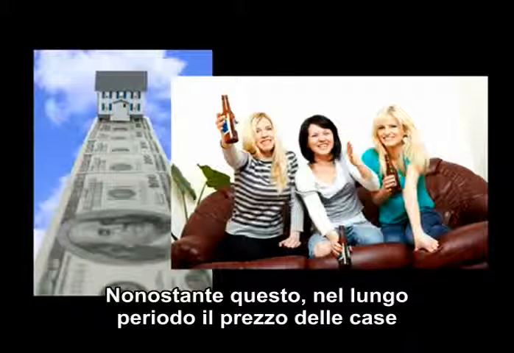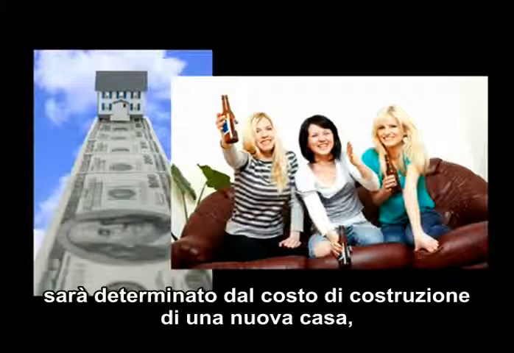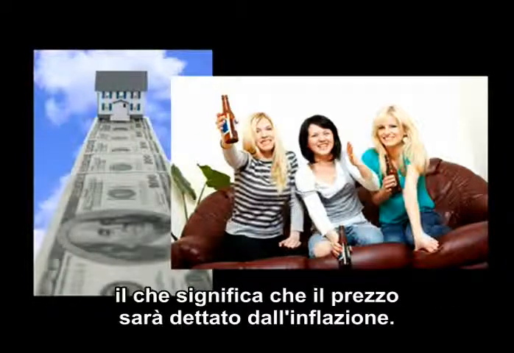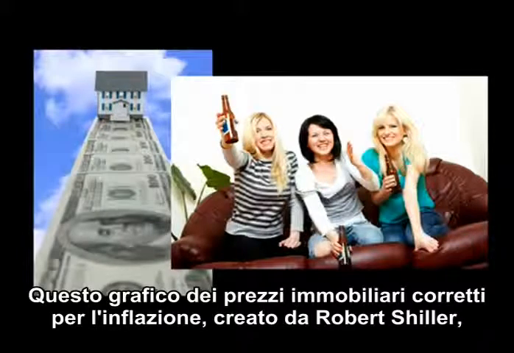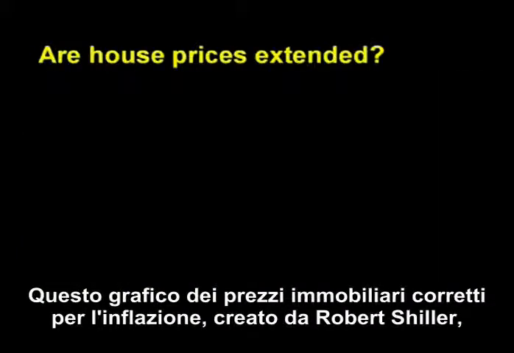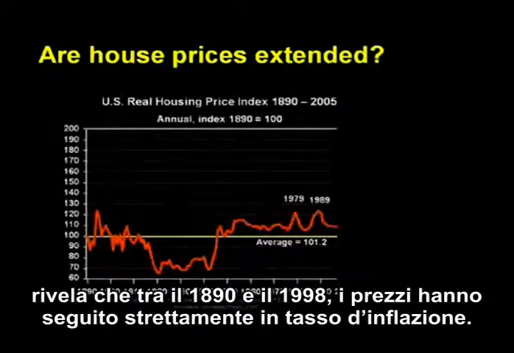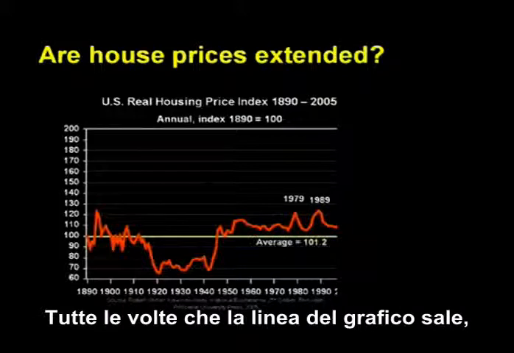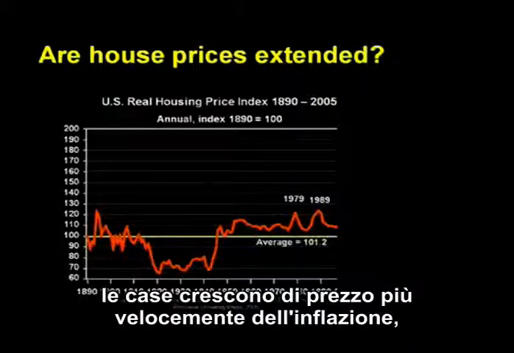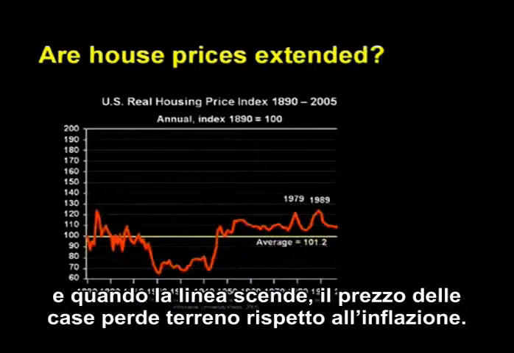Regardless, over the long haul, house prices will be set by whatever it costs to build a new house, meaning that inflation will ultimately dictate house prices. This amazing chart of inflation-adjusted house prices created by Robert Shiller reveals that between 1890 and 1998, house prices tracked the rate of inflation very closely. In this chart, any time the line is rising, houses are appreciating faster than the rate of inflation, and any time the line is falling, they are losing ground compared to inflation.